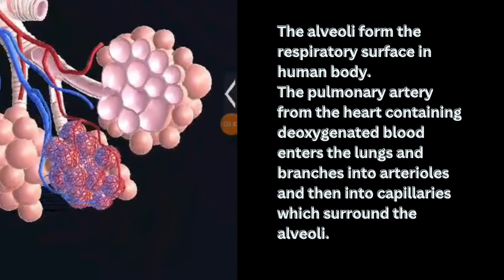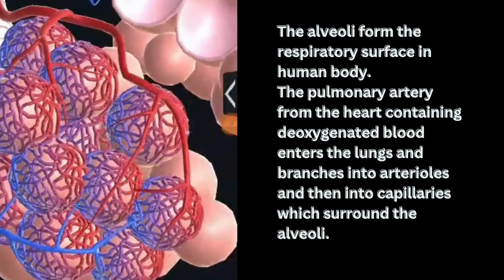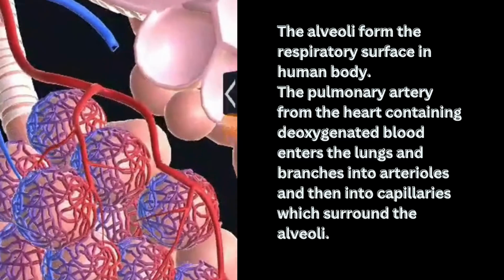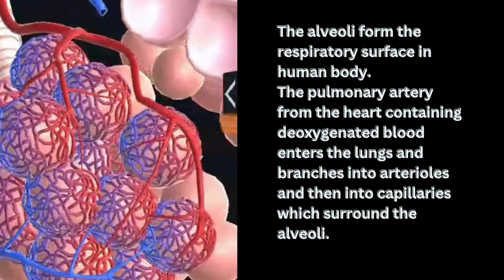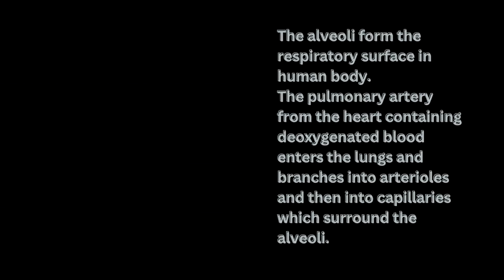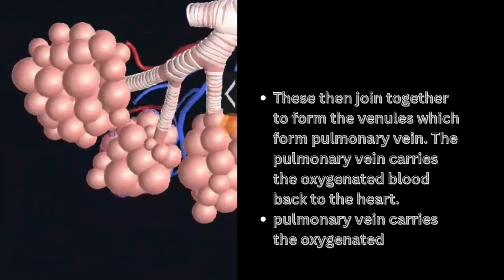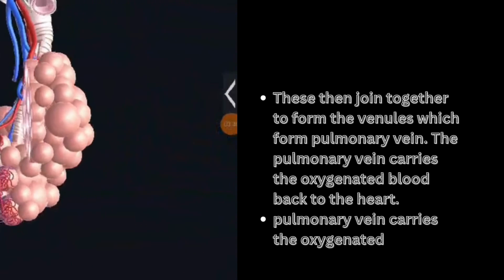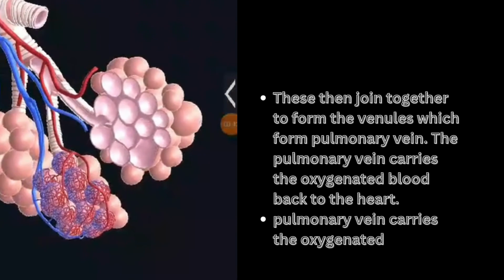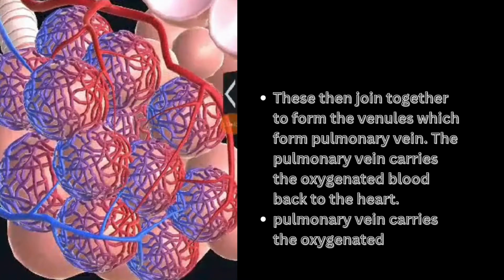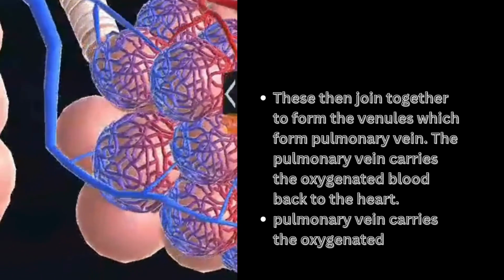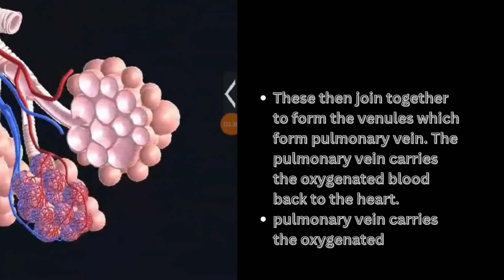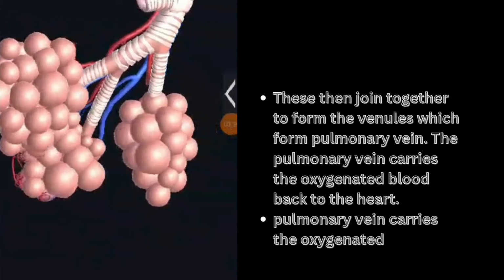The alveoli form the respiratory surface in the human body. Each alveolus is a sac-like structure lined by a single layer of epithelial cells. It is bound on the outside by a network of capillaries. The pulmonary artery from the heart, containing deoxygenated blood, enters the lungs and branches into the arterioles and then into the capillaries which surround the alveoli. These then join together to form the venules which form the pulmonary vein. The pulmonary vein carries the oxygenated blood back to the heart.